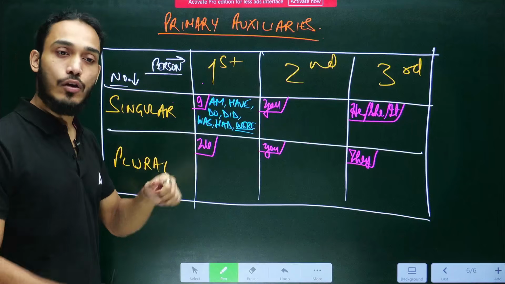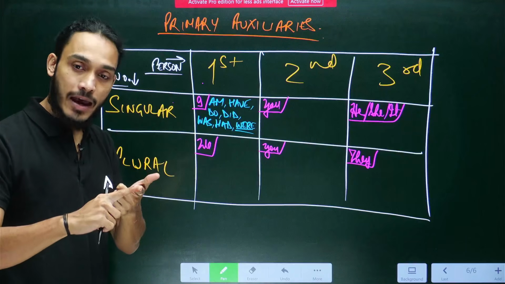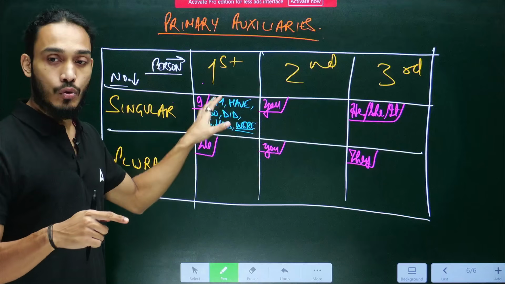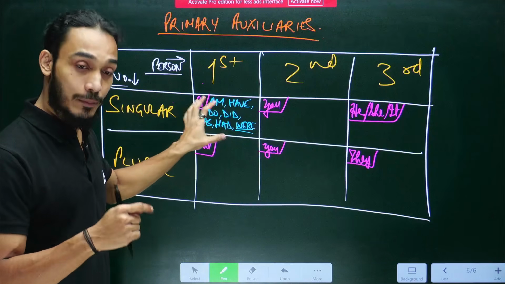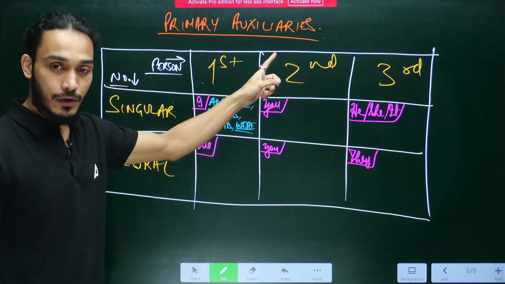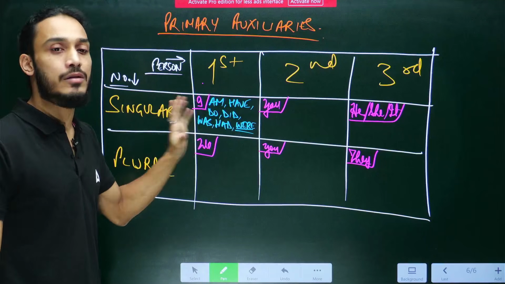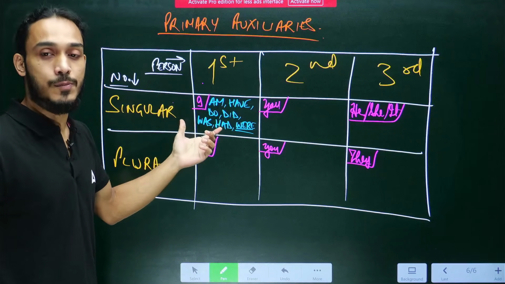But with I, I cannot write I does, I cannot write I has, I cannot write I done, I doing. So those words I have not written here. That means these are the primary auxiliary verbs that agree with first person singular subjects. The rest of them do not agree with first person singular subjects. Those we cannot write with first person singular subjects.